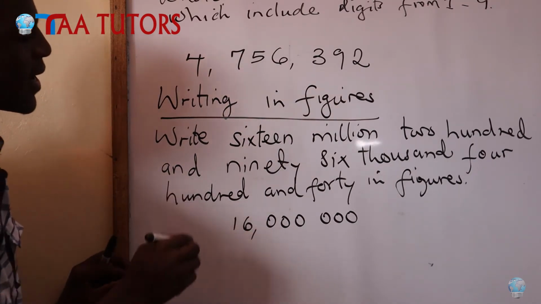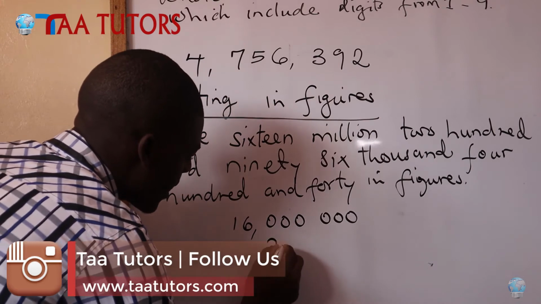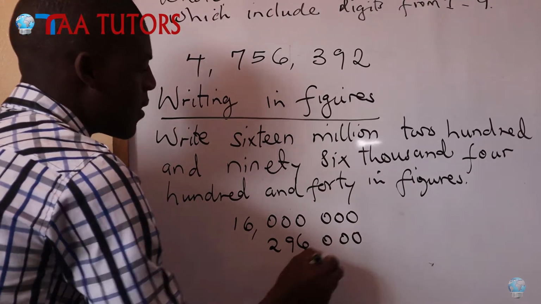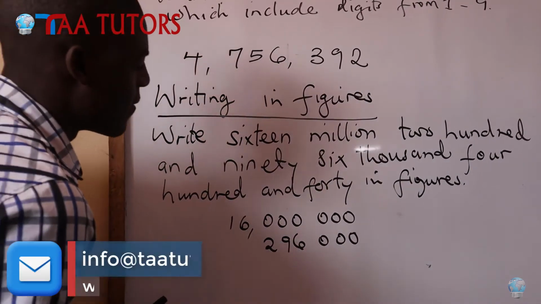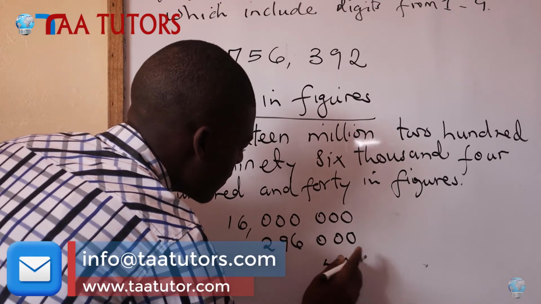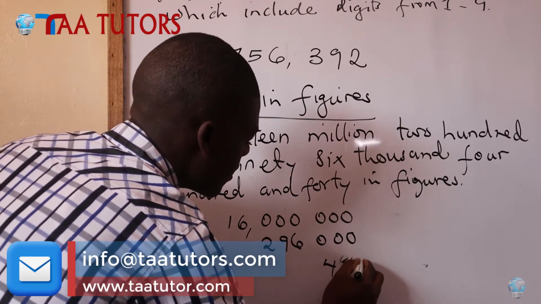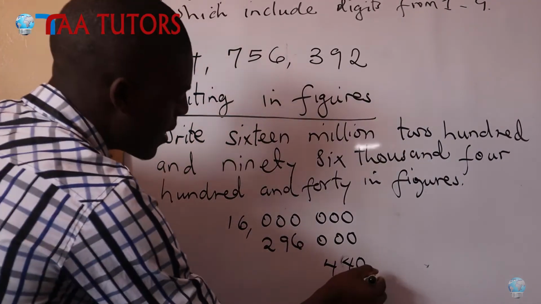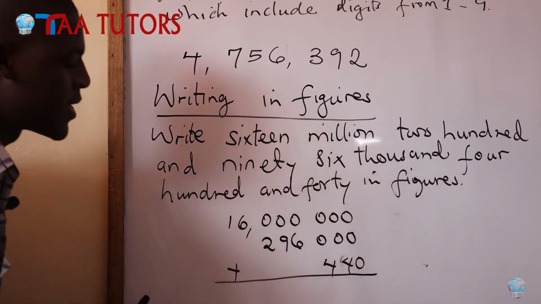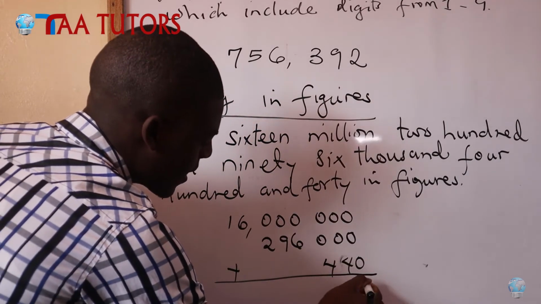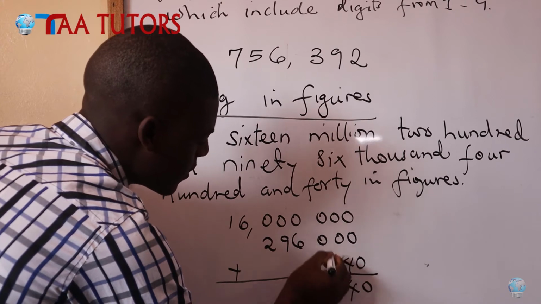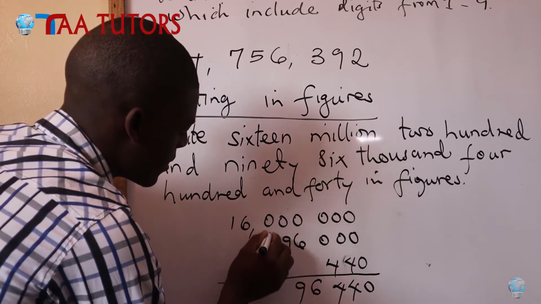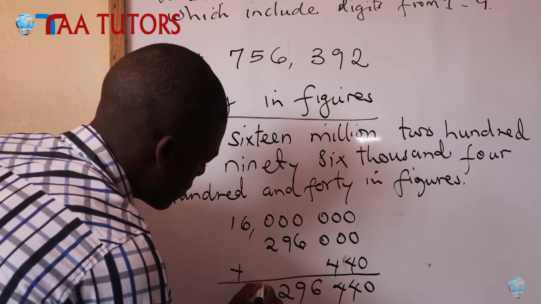We have 296,000. Then we have 440. This is how we do it. After writing the total values separately like that, then we come down here and sum it. We start with the ones column: 0, then 4, again 4. We have 6, 9. We have 2, 6, 1.